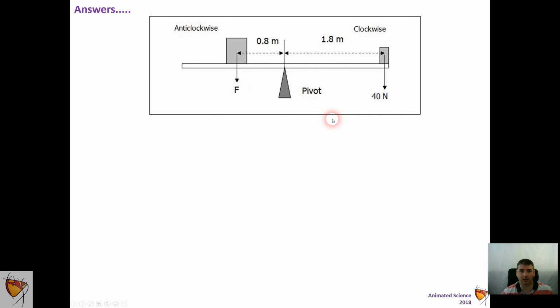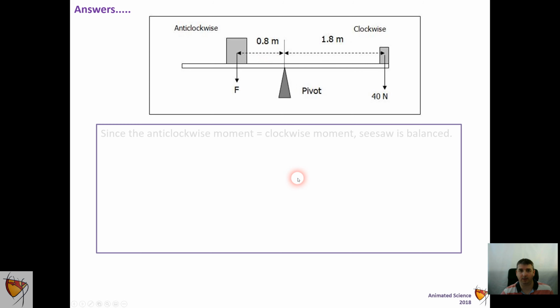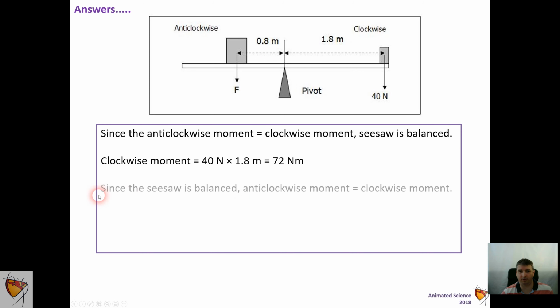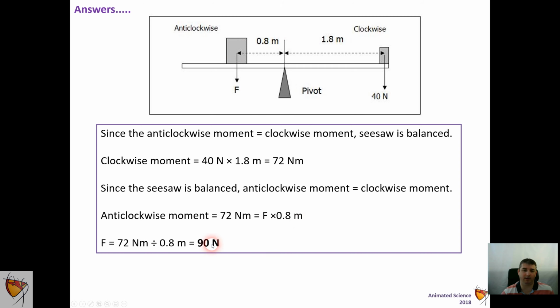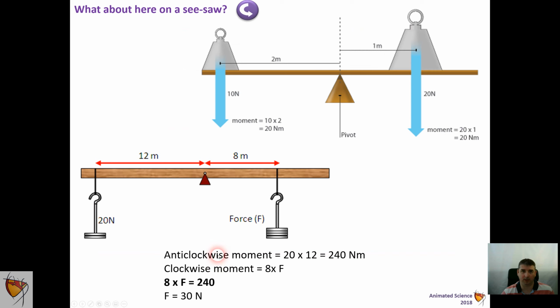Now the idea behind, again, we can look at pivot points and moments. There's another worked example that goes through the clockwise moment. So force times distance is 72 Newton meters. It's balanced, so that's 72 Newton meters equals the unknown force times the 0.8 meters, and we can then divide to find out the unknown force.